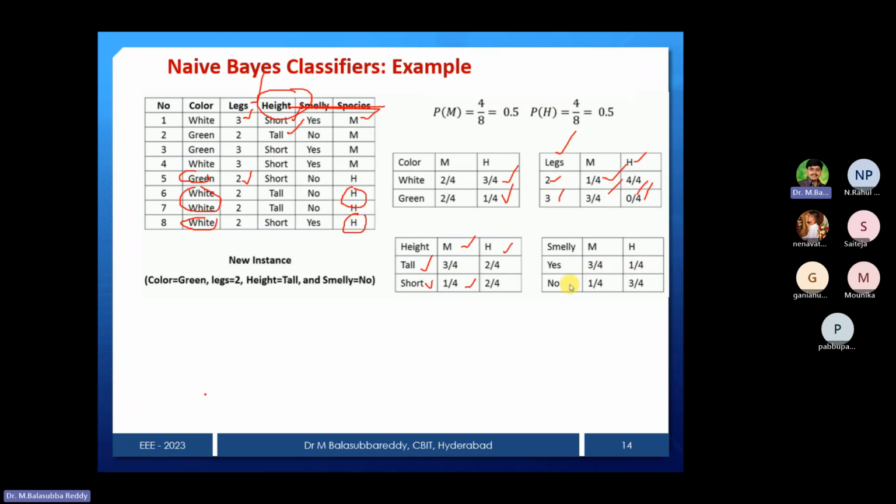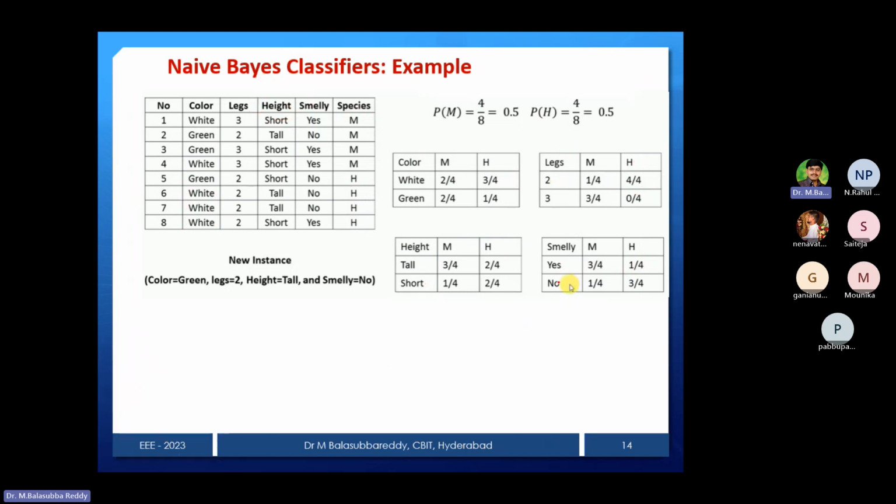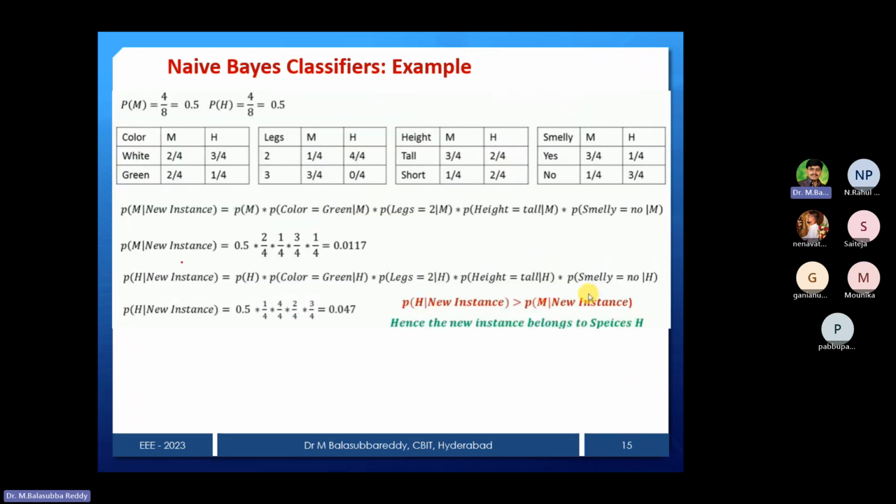And finally, smelly. Smelly has only two categories, yes and no. And what is your target output? Let it be either M or H. So how many times M, how many times H, like that. Now we have the total data. Once we get the data, it is simply substitution. So P of M, P of H.